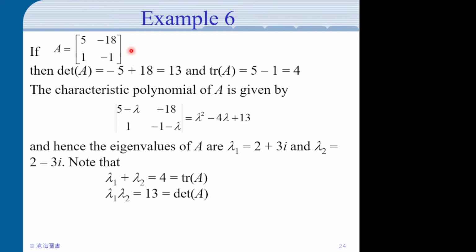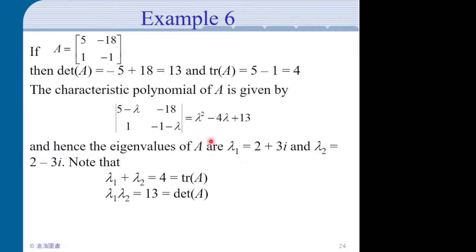And so we have another matrix A here, A equal to [5, -18; 1, -1]. And the determinant of A is minus 5 plus 18, which is 13. And the trace is 4. And the characteristic polynomial is this thing, the determinant of A with minus lambda on the diagonal.